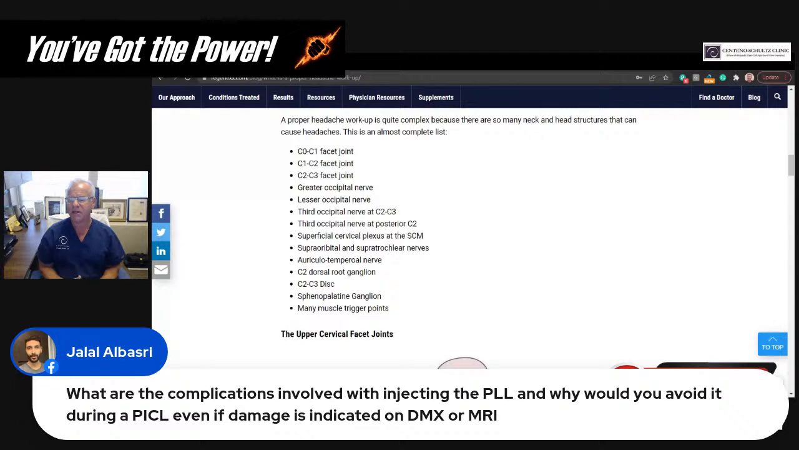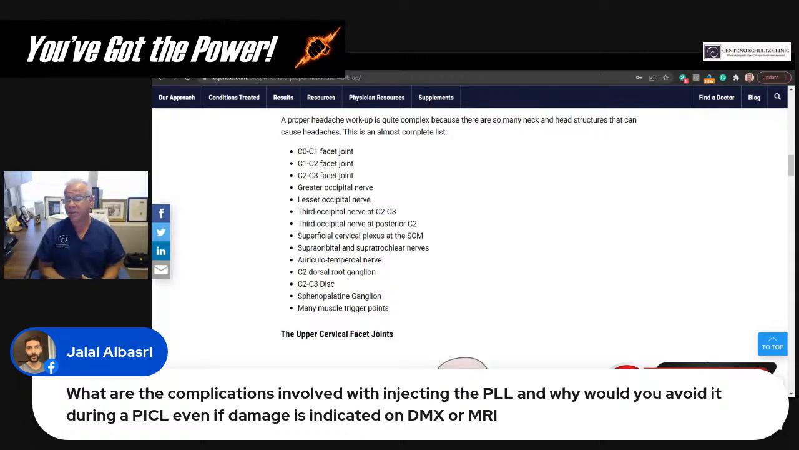Jalal, what are the complications involved in injecting the posterior longitudinal ligament, or PLL? Why would you avoid it during a PICL even if damage is indicated on DMX or MRI? The posterior longitudinal ligament is a pretty big deal to inject. You would have to go through the disc or far anterior enough to be able to hit the posterior longitudinal ligament up top through the PICL, which comes in from the front.